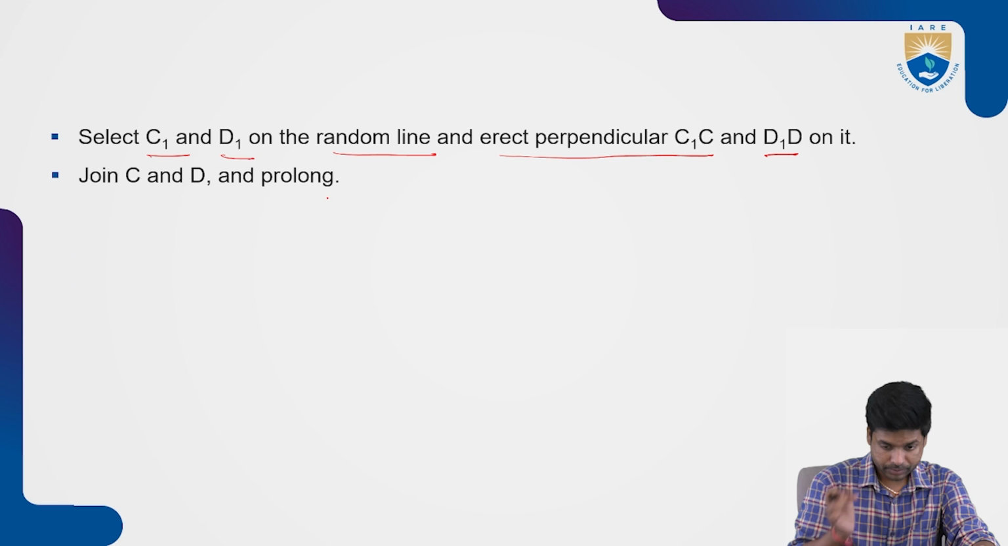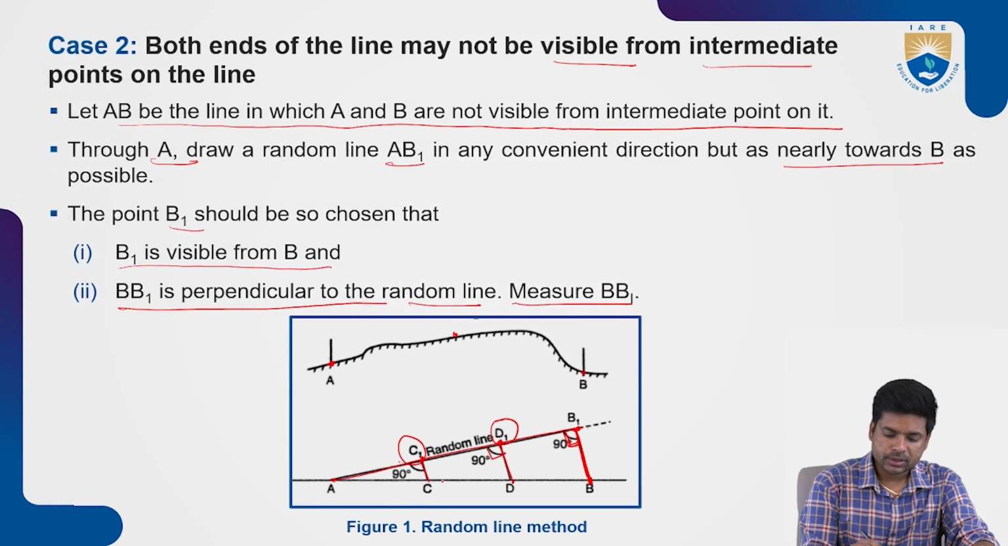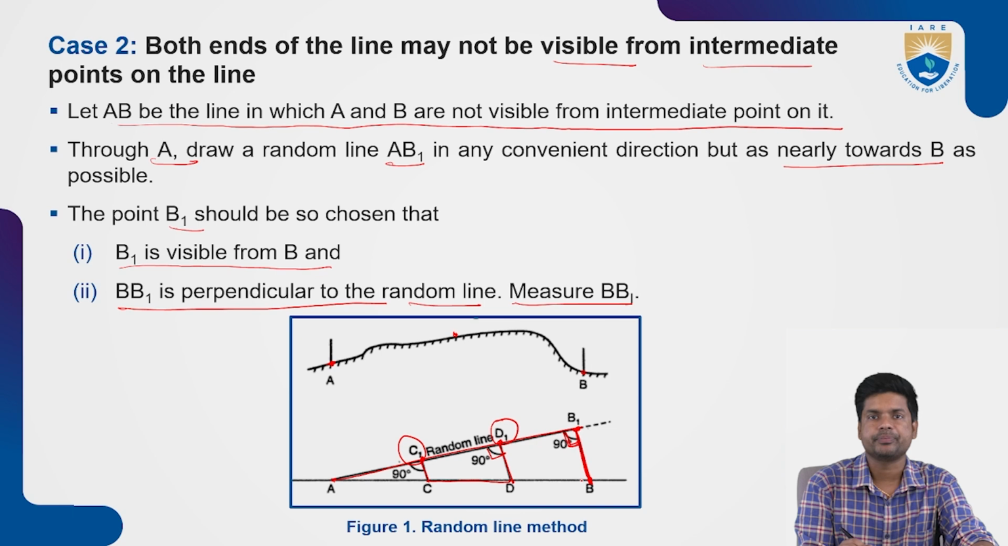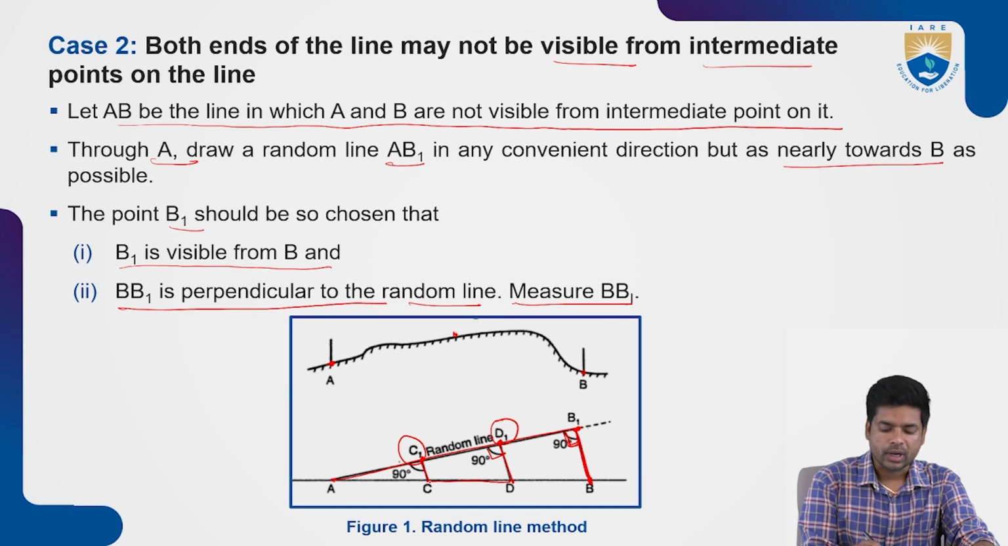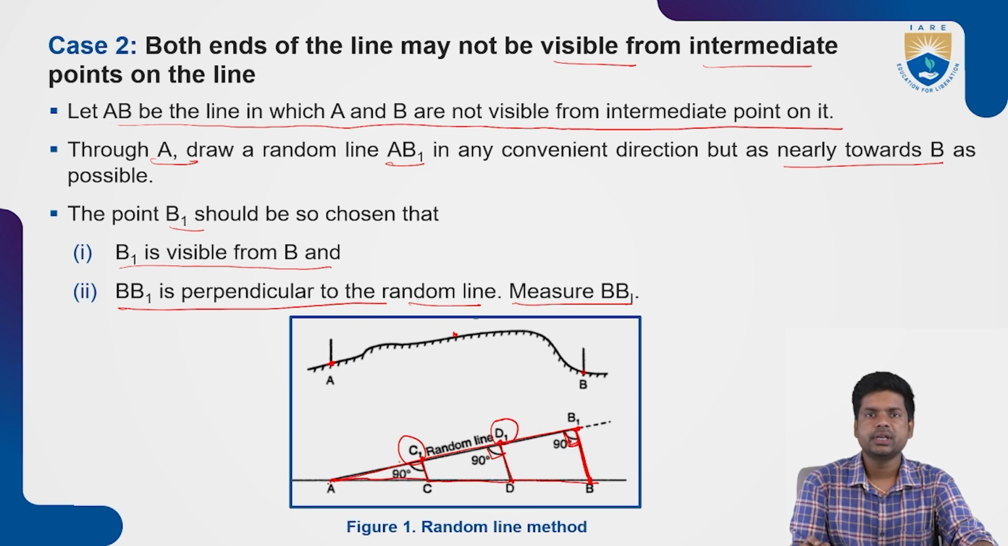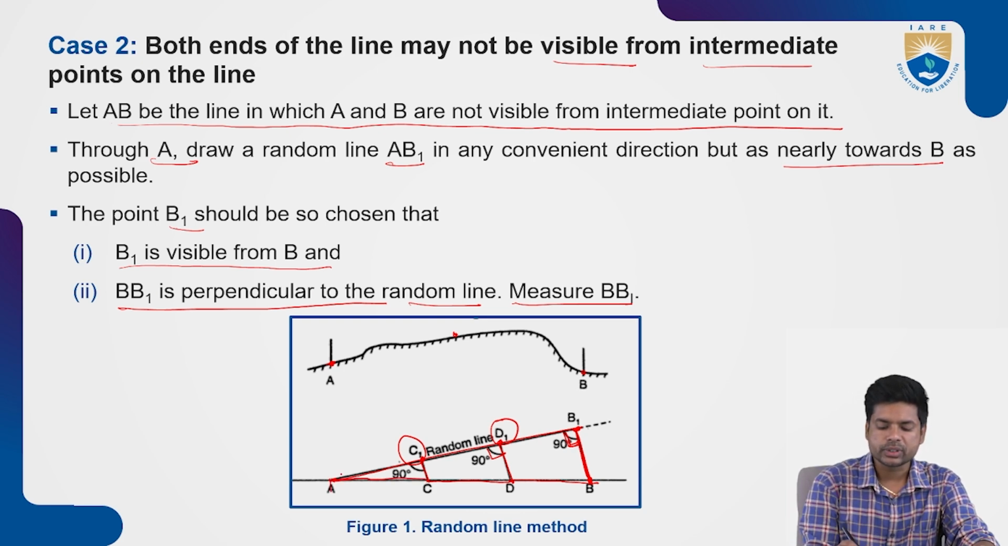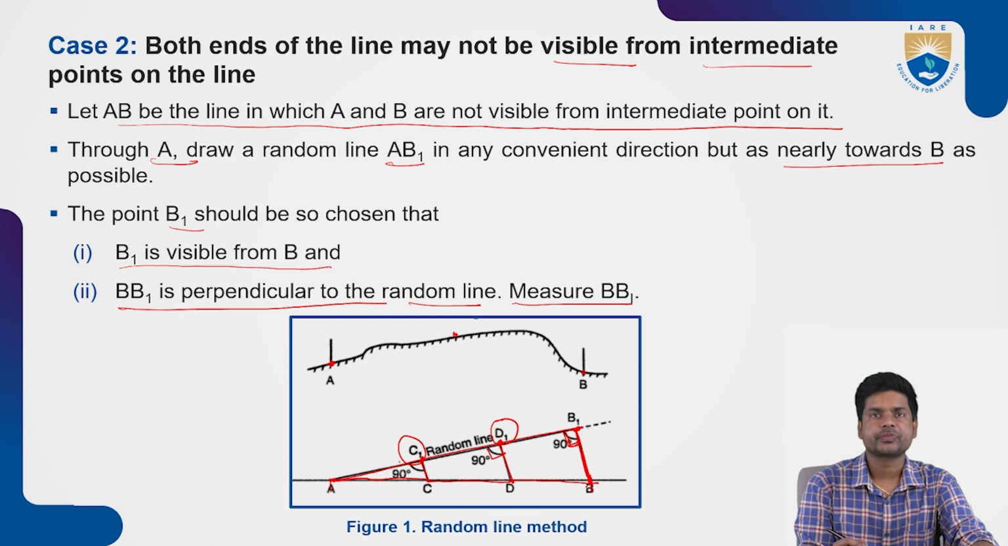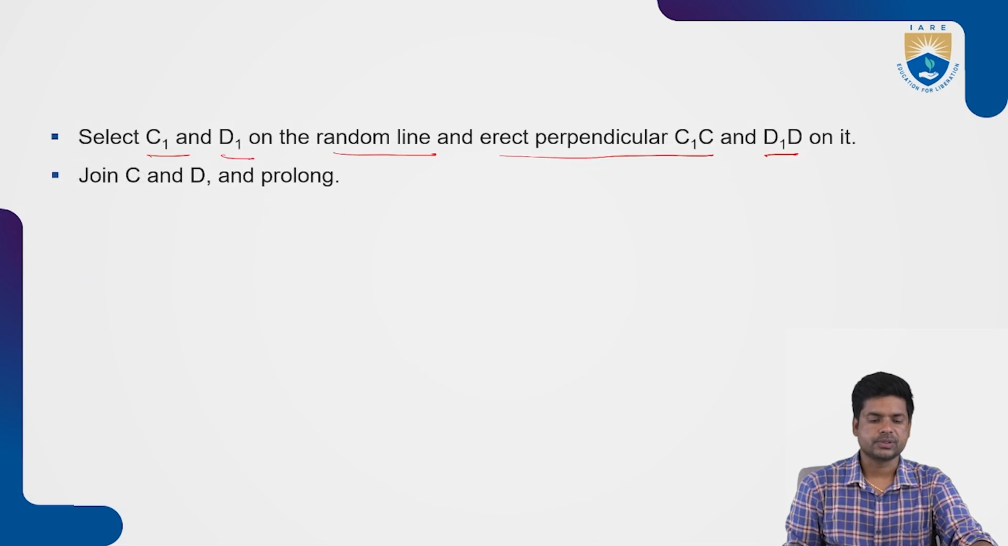After locating point C and point D, join this particular CD. This point C and point D should be in line with the point B. After joining these 2 points, extend it to get the actual length of the line. This is going to give the actual length of the line AB, with the obstacle. This is the first one.